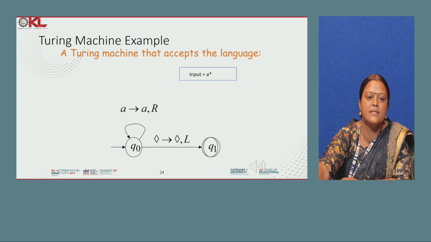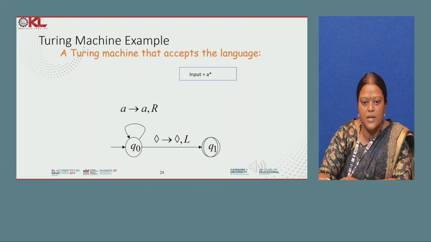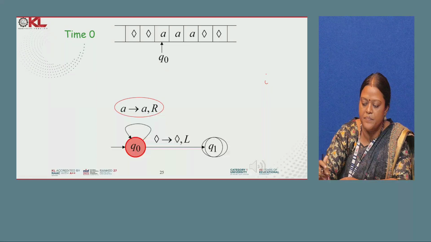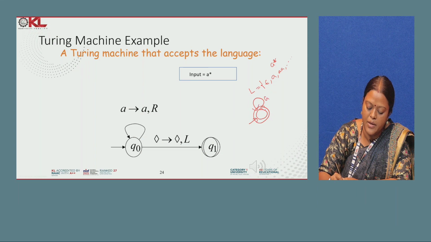Now this is an example of a Turing machine. You can imagine the same thing as a DFA. In DFA, what we have seen is A star. If we consider the language, there can be epsilon, there can be A, then AA, and any number of A. That means our initial state is the final state, and we will have a loop in the DFA.